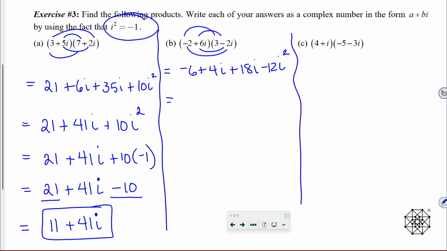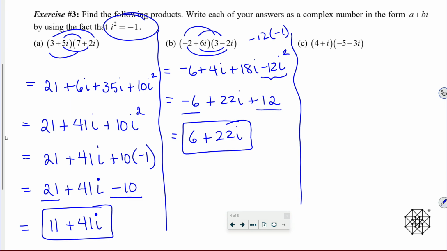All right, so -6 plus 22i, and then -12i squared, right? That's going to be -12 times -1. So that simply leaves me with positive 12. Now I can combine the -6 and the positive 12 to give me positive 6 plus 22i.